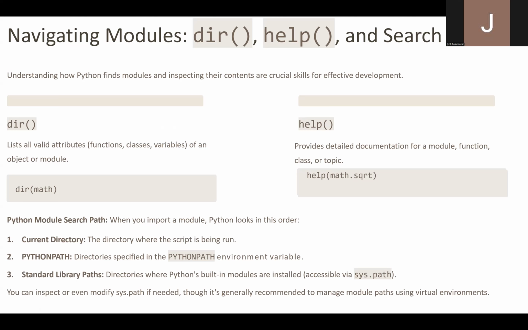Basically, here you have to remember what exactly dir and help are going to do. dir lists out all the contents of a particular module. Help gives detailed documentation regarding a particular content of a module. Then comes the search path. When we import a module, Python searches first in the current directory, second in the PYTHONPATH, and third in the standard library. Clear? Okay, I hope it is clear.